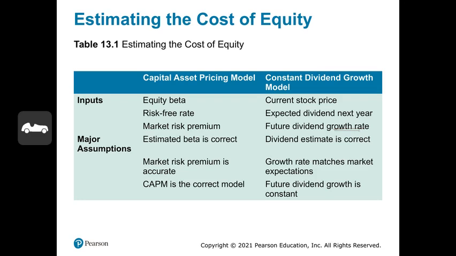So some major assumptions for this model: the dividend estimate is correct. Again, we're looking into the future, so we don't know that for absolute certainty. The growth rate matches the market expectations. We can't guarantee that. And that the future dividend growth is constant, and that might not happen. So you can see there's a lot of assumptions that go into these models. And so you have to understand those assumptions to know that you're not coming up with a concrete guaranteed result.